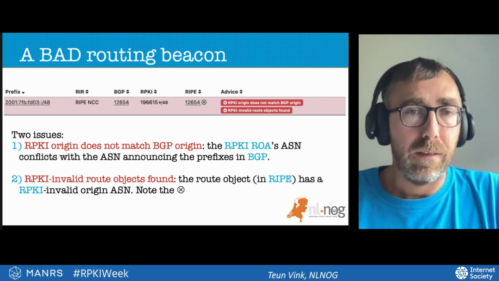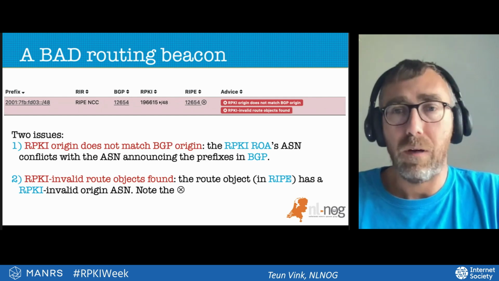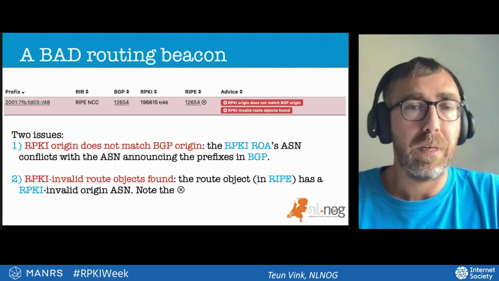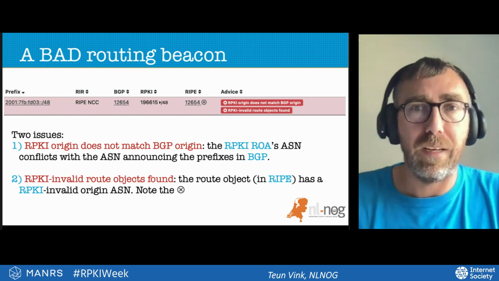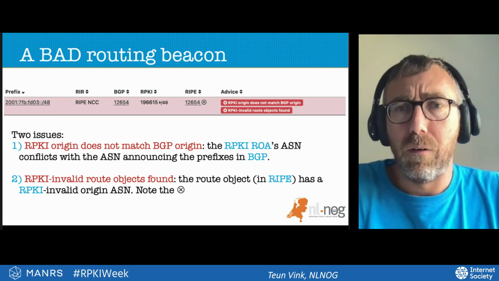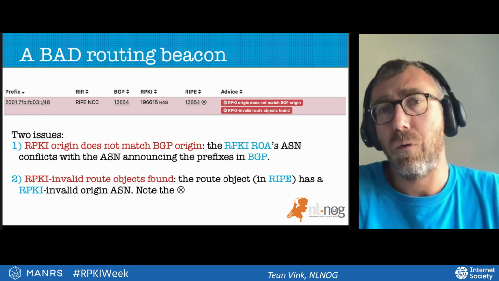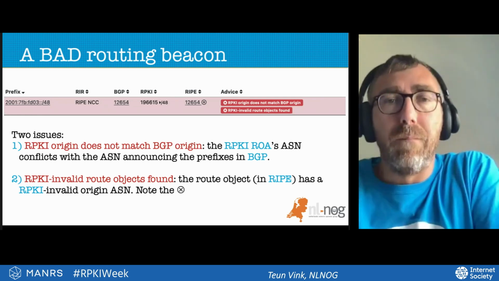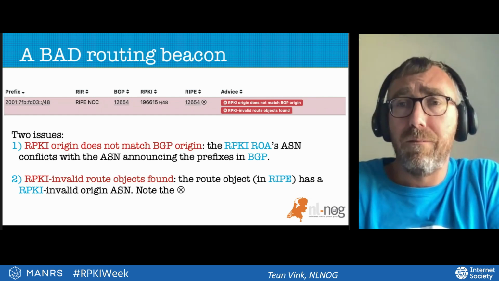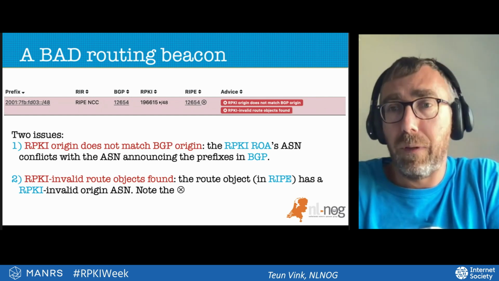And the second issue is that there are RPKI invalid routes found. The route object in RIPE has an RPKI invalid origin ASN. So the RIPE column shows us that there is a route object for 12654, sorry, while RPKI tells us it should be 196615. And only one of those two can be correct.